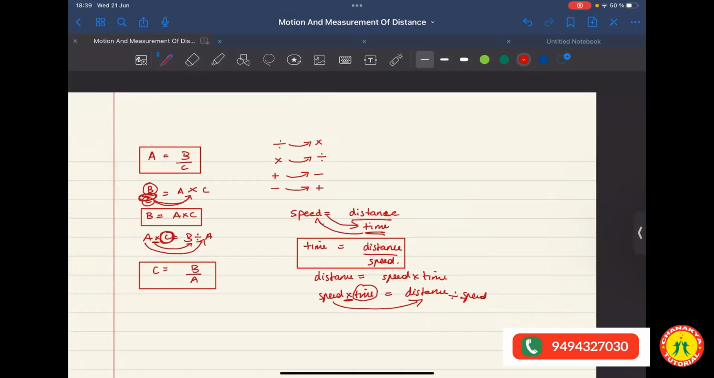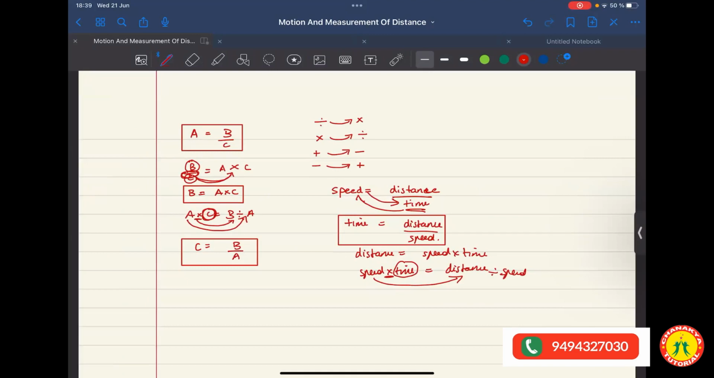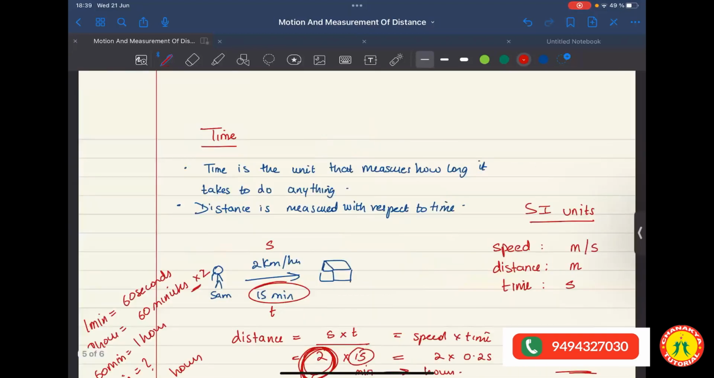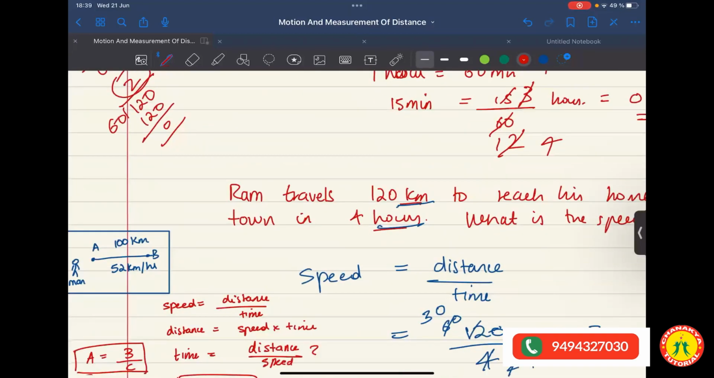Got it? Am I clear? Yes. Ma'am, so for C, we will divide B divided by A. Yeah. Okay. So I'm writing the sum over here. I told the sum is, just copy it from.